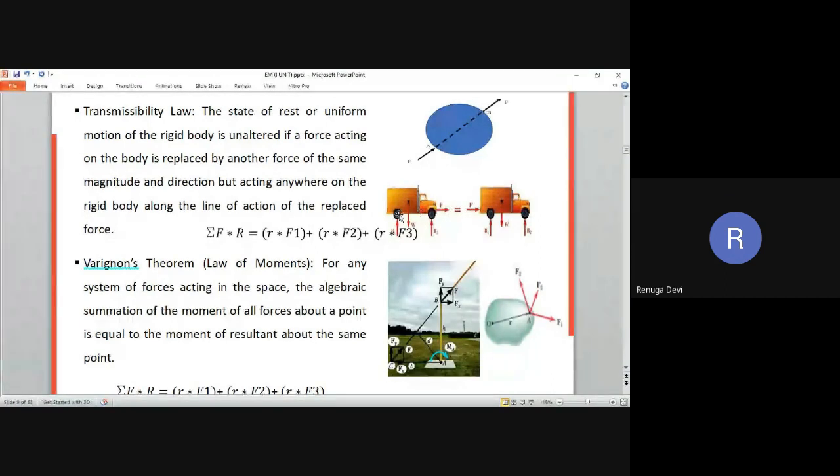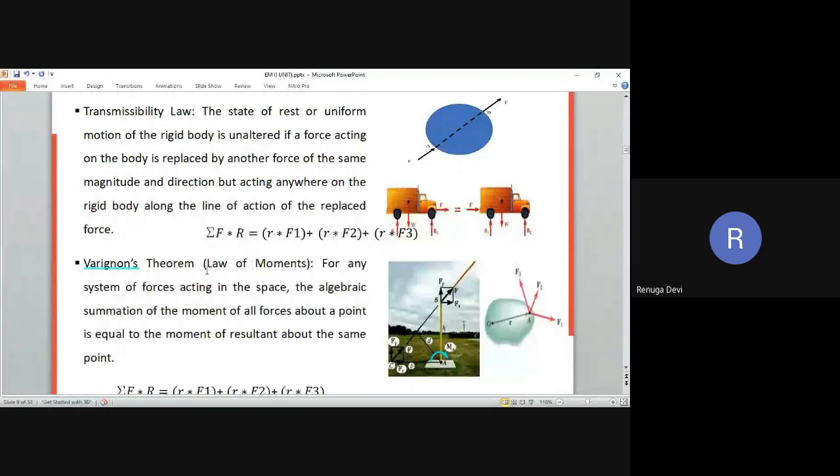In the same way, if you take this particular truck, at this point one force is acting up, another force is acting down, one force is acting here, another force is acting up. Suppose I take this particular tire, this force has the same direction and same line of action, so I can transfer it. And this force is in the same downward direction, so I can transfer it here. And this force is in the same direction, so I can transfer it up. If you use it like this, this is the main important law, the transmissibility law.